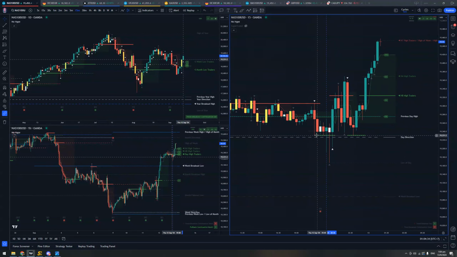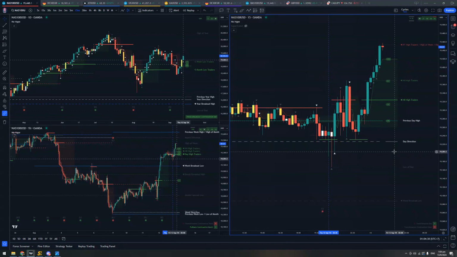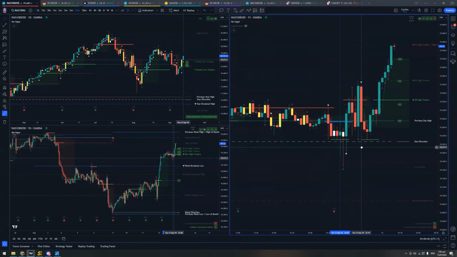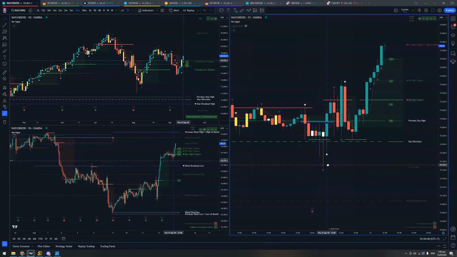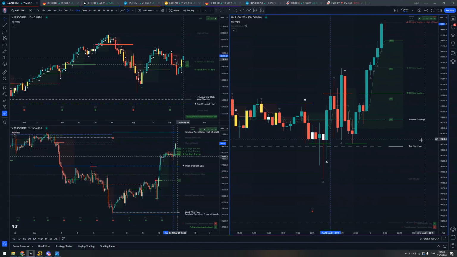Price popped down, faked out the H8 low right at the daily open, which is good. And I was waiting for a bullish breakout bar that took out that last bearish breakout bar level. Did not get that until this right here. So once I got that, I was ready to take this up.